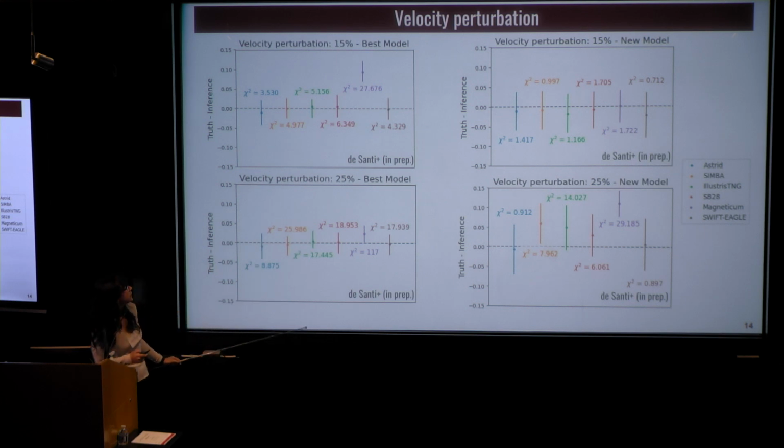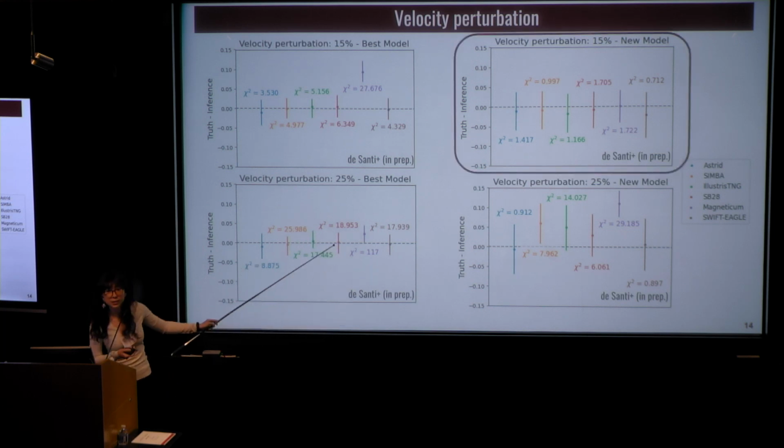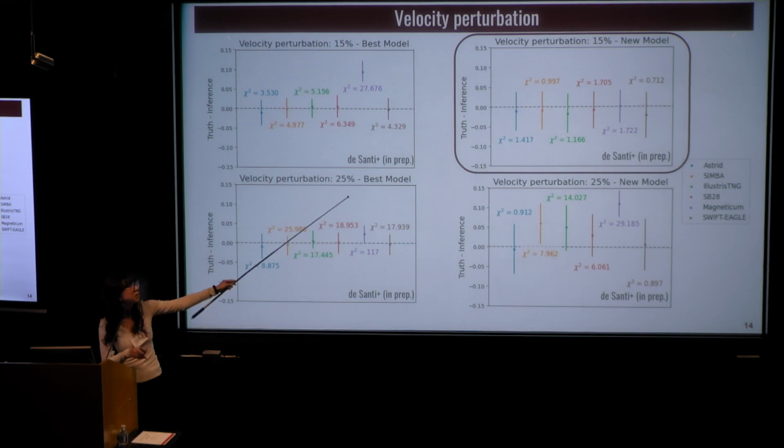Here, each point corresponds to the average of the predictions for thousands of boxes for the different hydrodynamical simulations. You can see perturbations corresponding to 15% of the velocity on the top plots, and 25% on the bottom plots. And you can see that our model can kind of deal with this, but when we retrain the machine learning model considering these variations in the velocities, we get good predictions. And the good predictions hold mainly for perturbations of only around 15%.